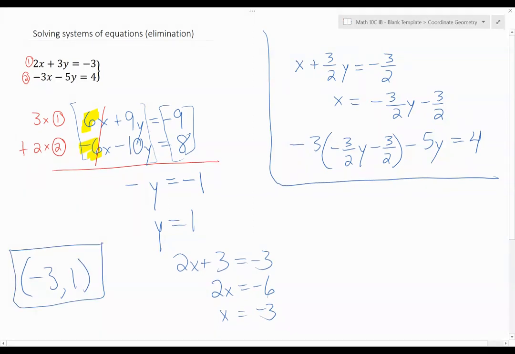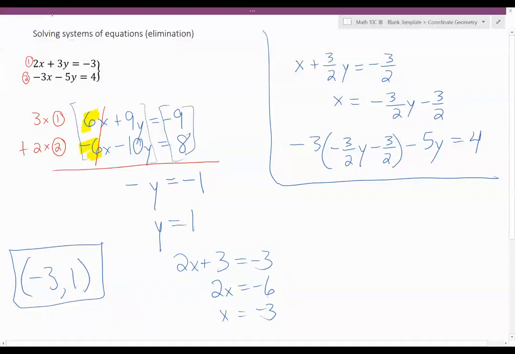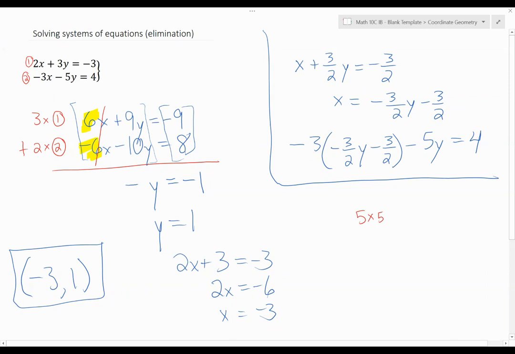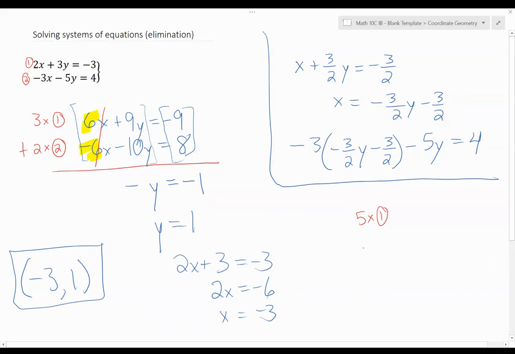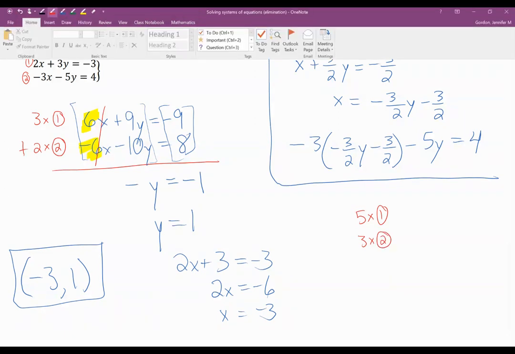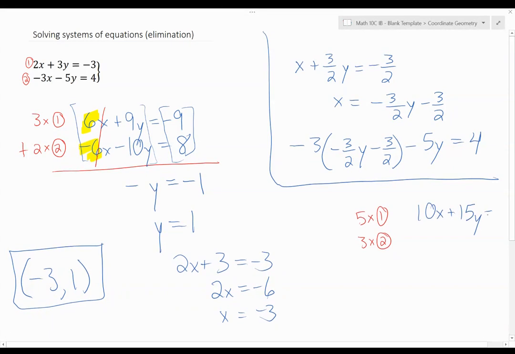That's exactly the same thing I would have gotten with substitution, but I got to do it without having to work with fractions. Now, I could have chosen from the start, instead of multiplying the first equation by 3, let's say I had multiplied the first equation by 5. And then I would have chosen to multiply the second equation by 3, because this would have eliminated y.